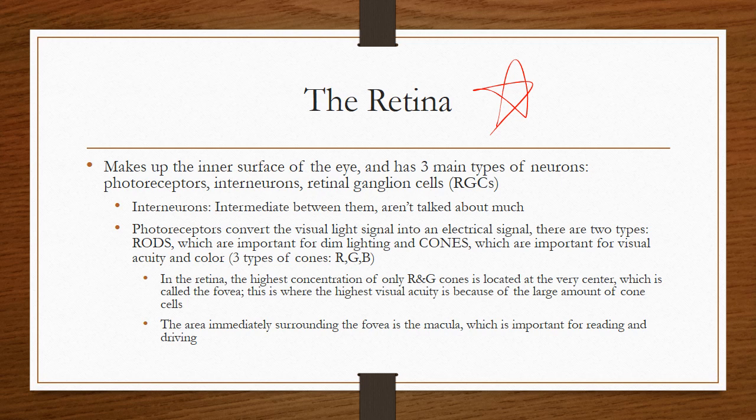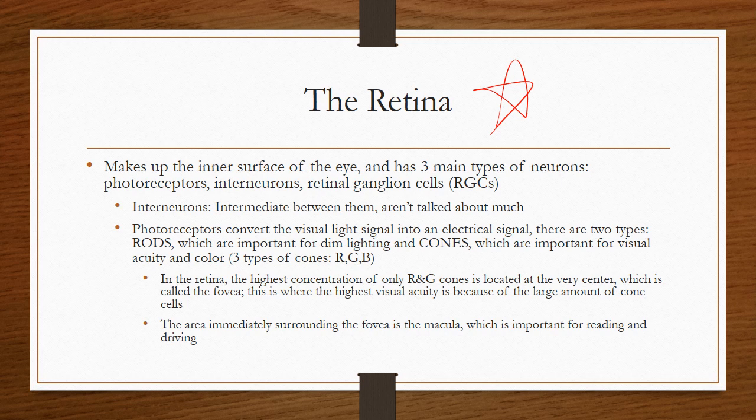Interneurons are basically an intermediate between photoreceptors and RGCs. We don't usually talk about them much. They're not in the BrainFacts book very much. If you go into a higher neuroscience class, you might learn about them, but we won't talk about them here. And then photoreceptors are very, very important. They convert the visual light signal into an electrical signal.